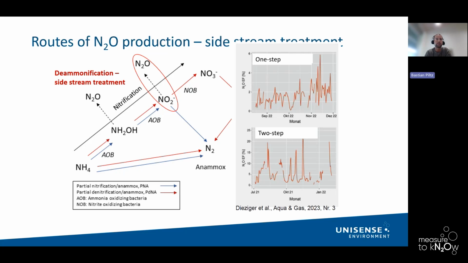Some data from Swiss studies looking into one-step and two-step deammonification type processes. We have here again emission factors, which relate to the percentage of nitrogen that is emitted as nitrous oxide, N2O. In one-step processes, they've measured emission factors between 2 and 4%, whereas in two-step processes, they have measured emission factors up to 20% of the total nitrogen. So this is very, very significant, and obviously something that operators of such processes want to have under control and look more into.